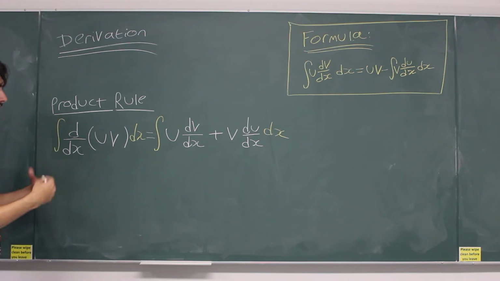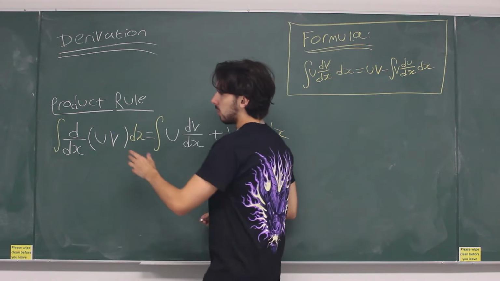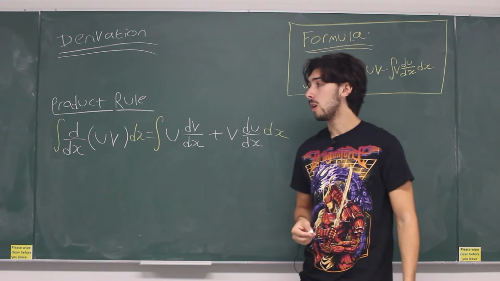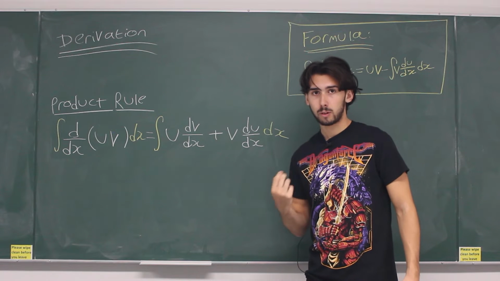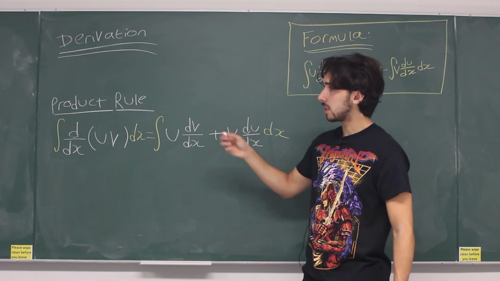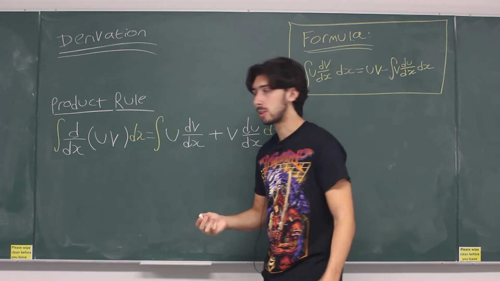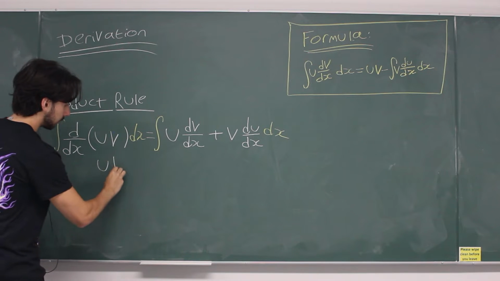Then what we're going to do is simplify it slightly. So first of all, what is the integral of the derivative of u times v? Well, you already know that integration and differentiation are inverse operations, which means that the integral of the derivative of something is just the thing unchanged. So this left-hand side is just u times v.